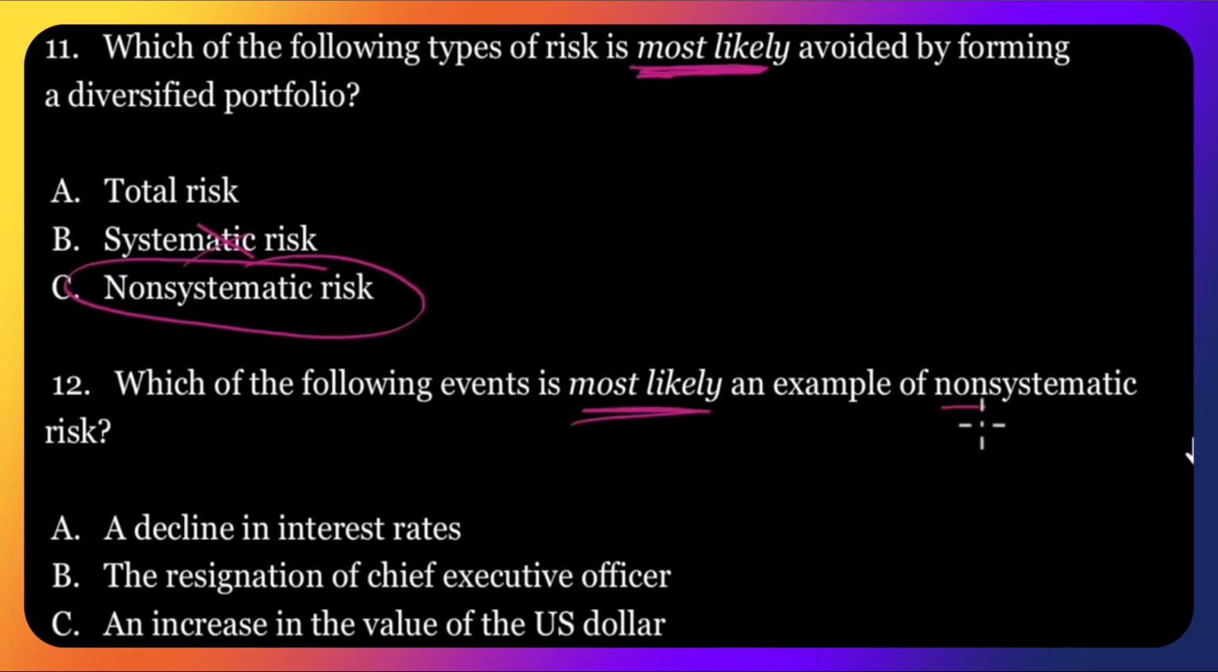12. Which of the following events is most likely an example of non-systematic risk? That means it's risk pertaining to the particular security. A decline in interest rates, well, that would affect all securities, so we can get rid of that, right? Eliminate as we read. The resignation of a CEO, well, there we go. That would most likely be an example of non-systematic risk. We can take B and be done with it, but we'll read C and see if we can't delete it. An increase in the value of the US dollar, well, that is market risk. That would affect all securities that have exposure to the US dollar, so we can eliminate that.